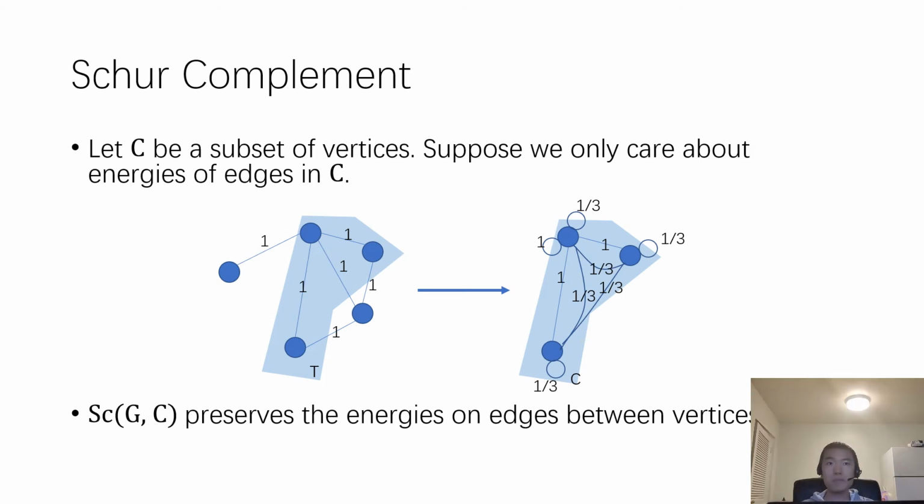We let C be a subset of vertices, and suppose we only care about energies of edges in C. So in the graph to the left, the three vertices in the blue polygon are C, and we would like to calculate the Schur complement of it onto this subset of vertices C. And the resulting Schur complement is on the right. So the Schur complement of G onto C should preserve the energies on edges between vertices in C.